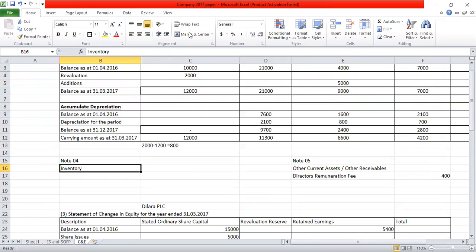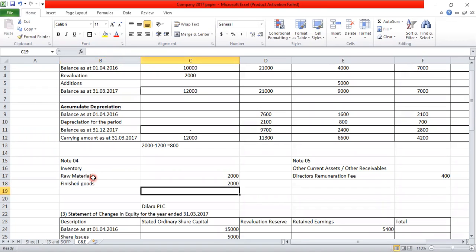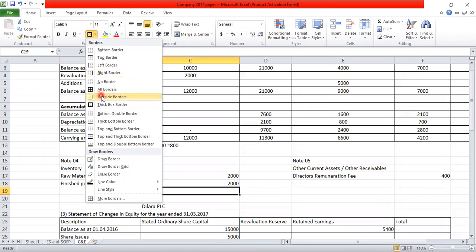So I remind you again. I'll finish because we are finishing this sum. I want to show you how you got the 4,000 in the financial position. So we got raw material 2,000. I showed it in another working, but it's better you show it on the inventory under note number 4. And we got finished goods as 2,000. So altogether we got this as 4,000. That's how we transferred it to the financial position.